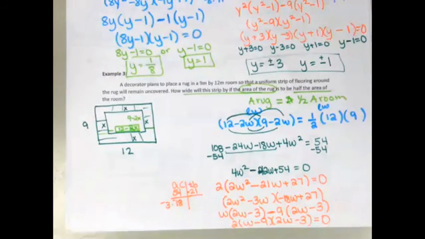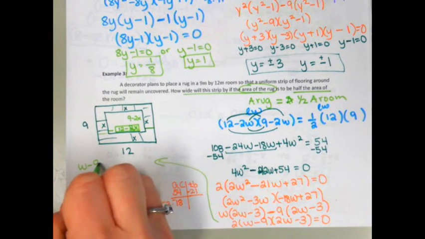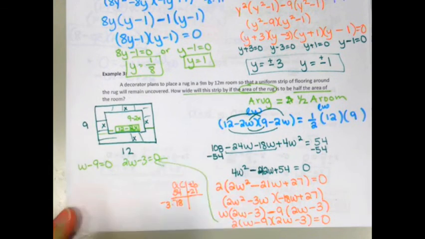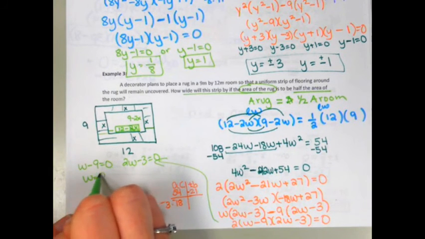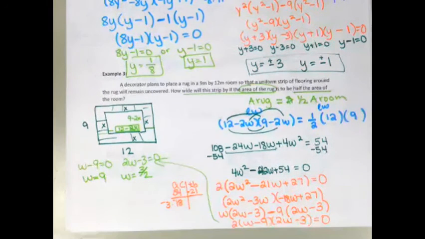Now, we factored it. What haven't we done yet? We haven't solved it. So go ahead and solve it for me. Now let's go ahead and solve it. So w could equal 9 or negative 3 halves, positive 3 halves.